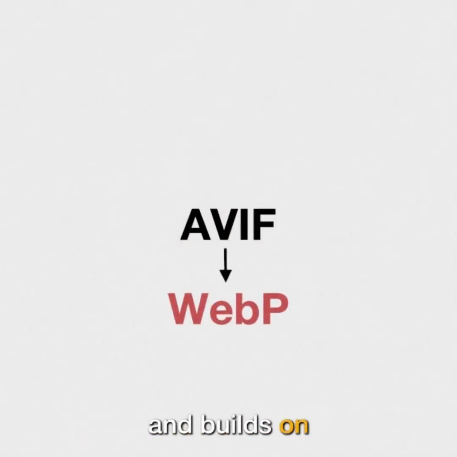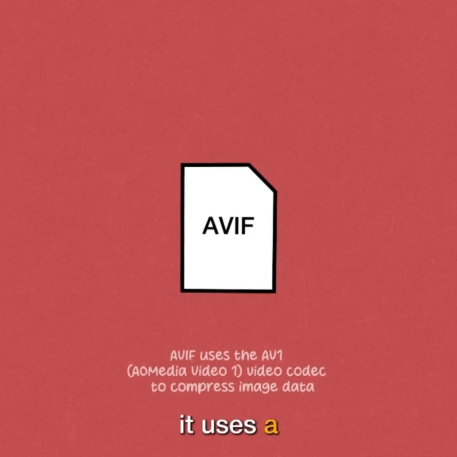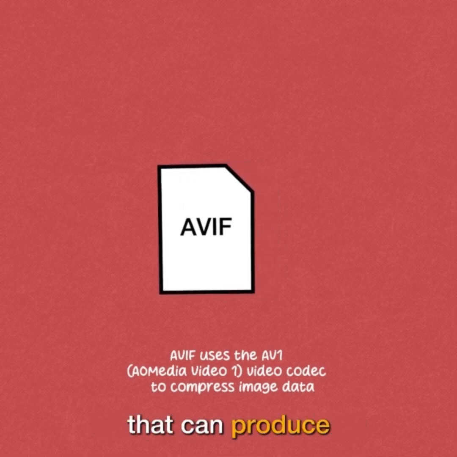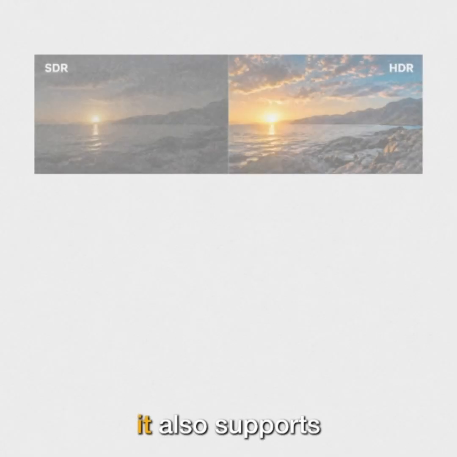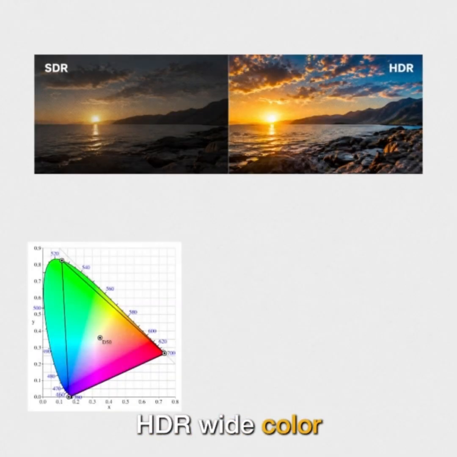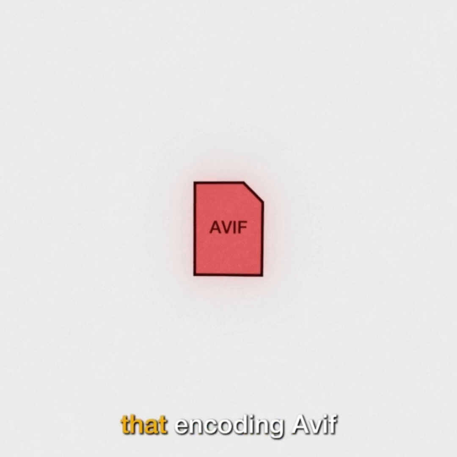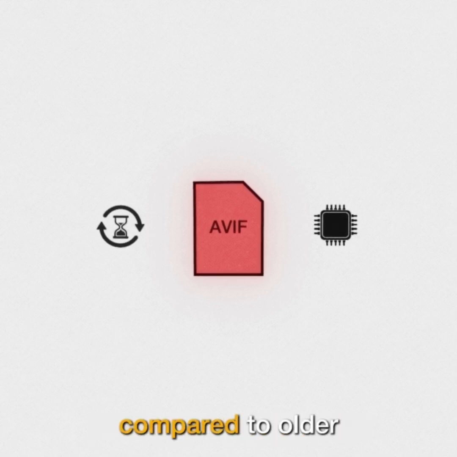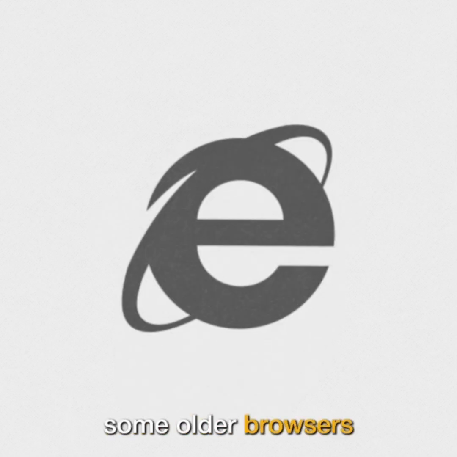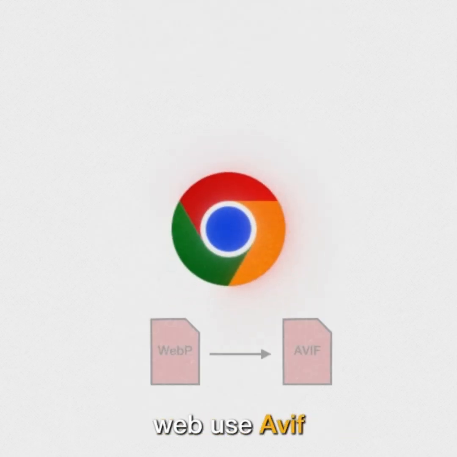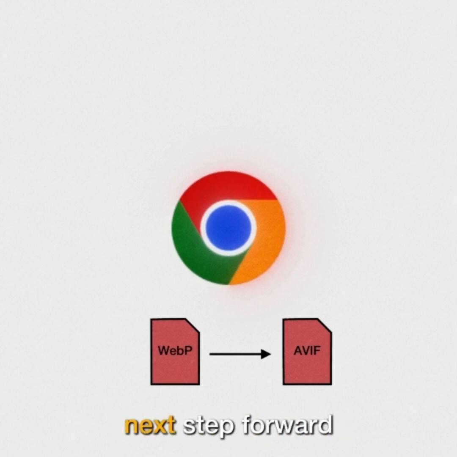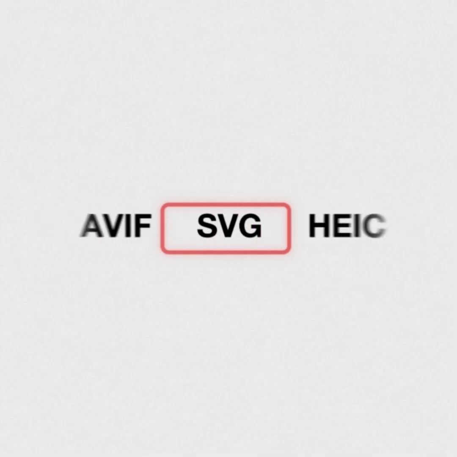AVIF is one of the newest image formats available and builds on where WEBP left off. It uses a much more advanced compression algorithm that can produce even smaller files than WEBP while maintaining high visual quality. It also supports HDR, wide color gamut, and transparency. The downside is that encoding AVIF files takes significantly more processing power and time compared to older formats. Some older browsers and software may not handle it yet, but for modern web use, AVIF is increasingly being adopted as the next step forward from WEBP.